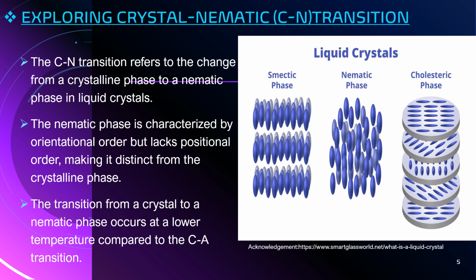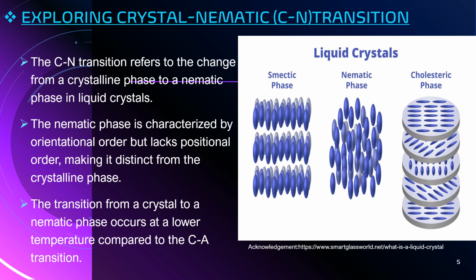Now, Cn transition. Here, Cn transition refers to the change from a crystalline phase to a nematic phase in liquid crystal. The nematic phase is characterized by orientational order but lacks positional order, making it distinct from the crystalline phase. The transition from a crystalline to a nematic phase occurs at a lower temperature compared to the Ca transition. The Cn transition in liquid crystals refers to the transition between the cholesteric phase and the nematic phase.